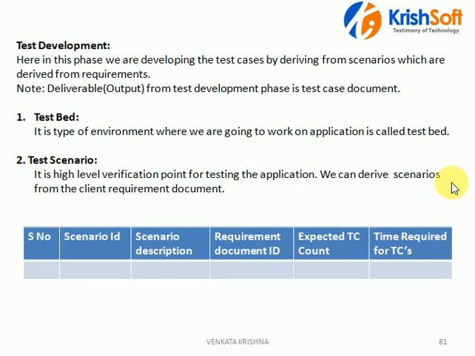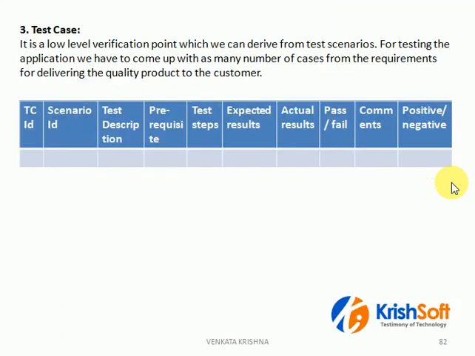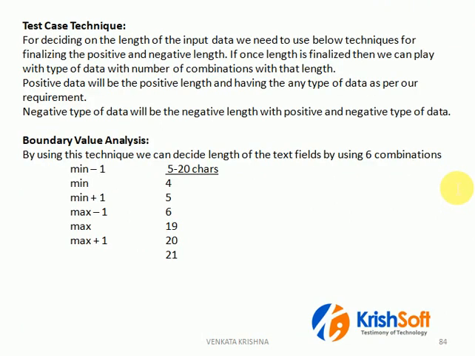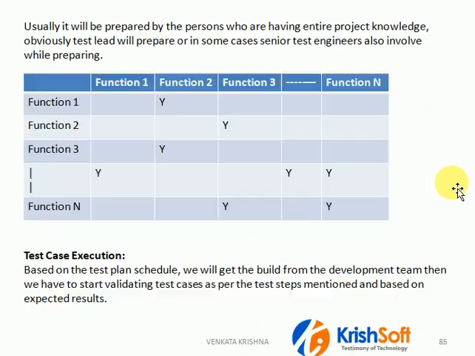For preparing the test cases, you need to use some techniques like boundary value analysis technique and equivalence class partitioning technique. Any one of these techniques you can use. How many types of scenarios are we having? GUI, functional positive, functional negative, and field level validation test cases. And the decision table, what is the use of this one? Decision table is used for deriving the integration related and regression testing related test cases.